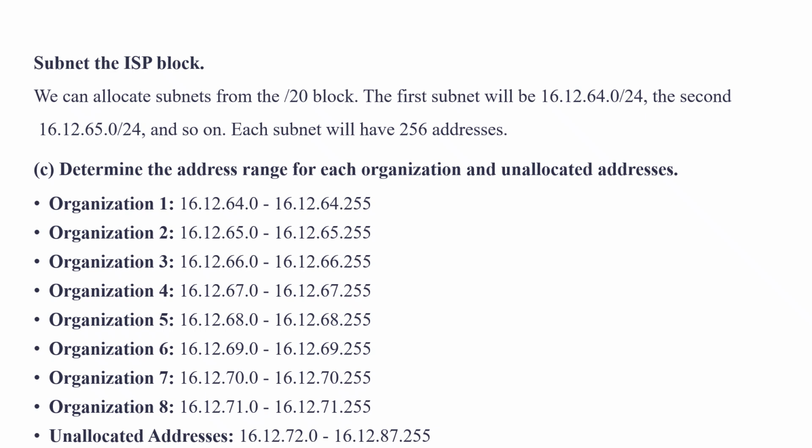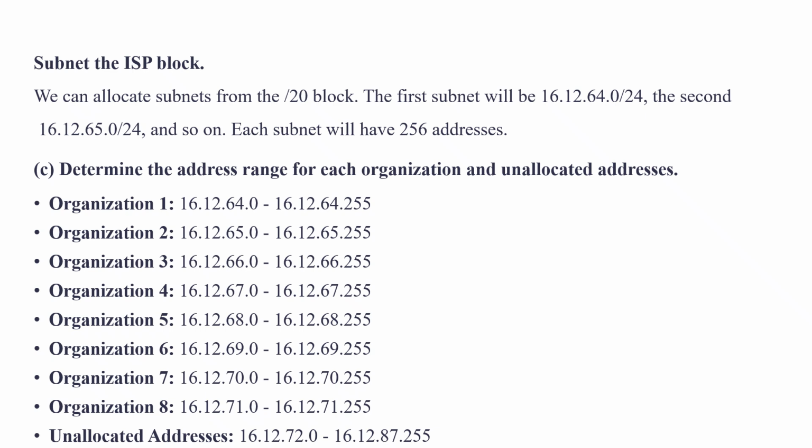So we need 8 organizations. Organization 1 has the starting address 16.12.64.0 and the ending address 256. The second organization again starts at 16.12.65.0 and ends at 255. Third organization 16.12.66.0 and ending 16.12.66.256, and so on, up to 8 organizations.